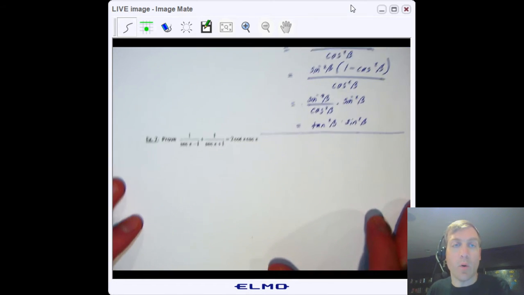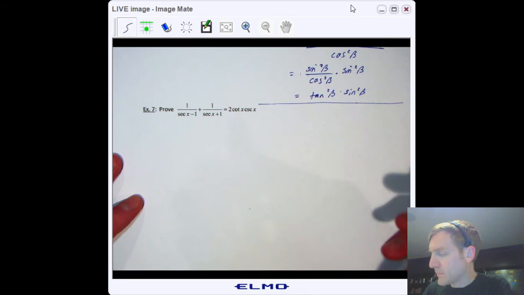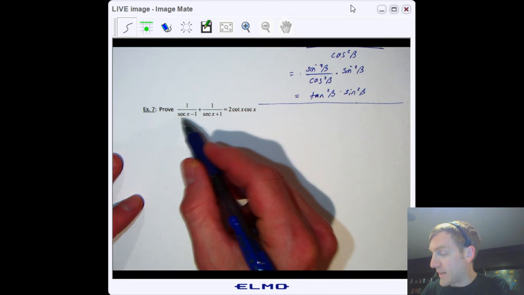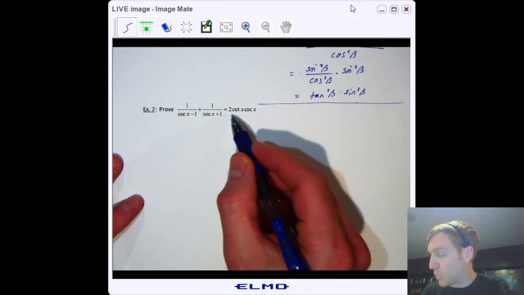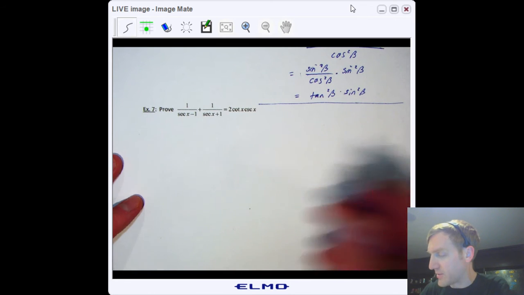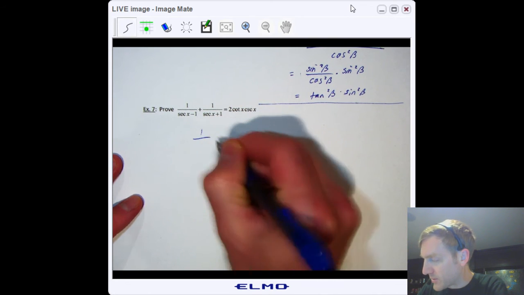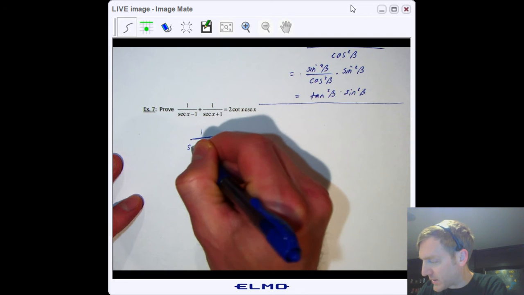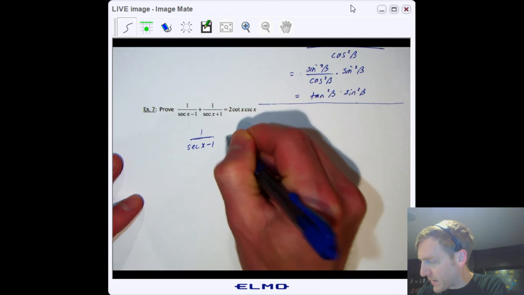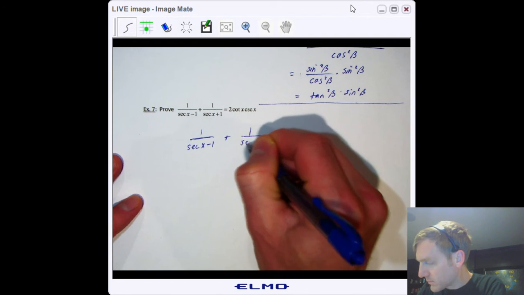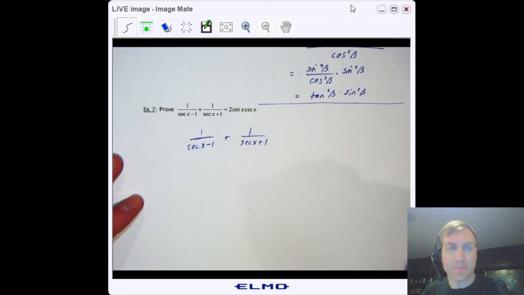All right, one more. Example 7. I've got 1 over secant x minus 1 plus 1 over secant x plus 1 is 2 times cotangent x times cosecant x. All right, so as always, let's start with the fraction on the left. 1 over secant x minus 1 plus 1 over secant x plus 1.